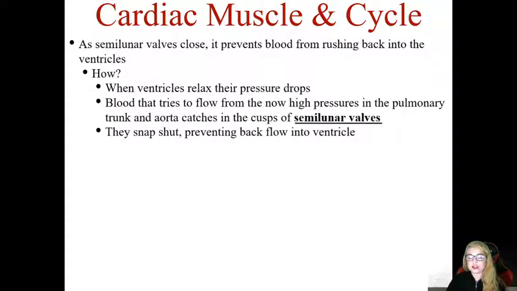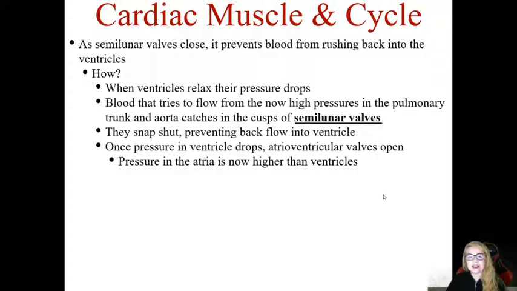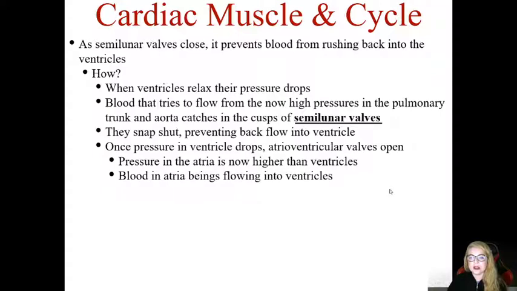Once the pressure in that ventricle drops, the atrioventricular valve opens, okay, and pressure in the atria is now higher than in the ventricles. Okay, so the pressure in the atria above is higher than it is in the ventricles below. Therefore, the blood in the atria begins flowing into the ventricle, because remember we said it moves from high to low.